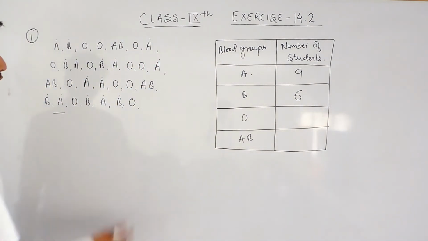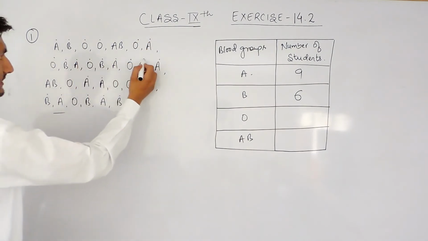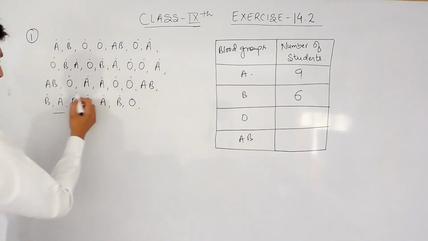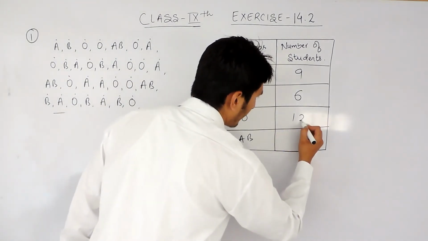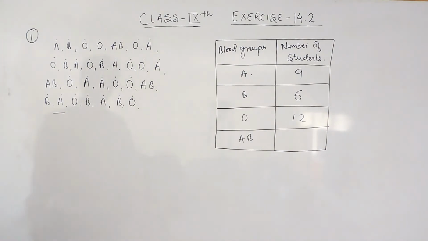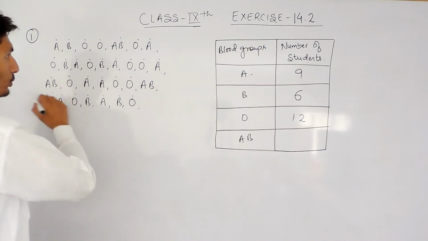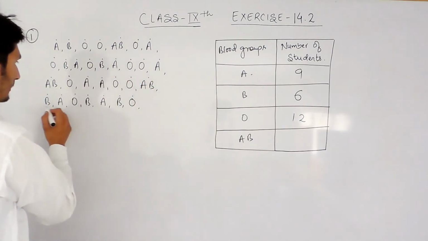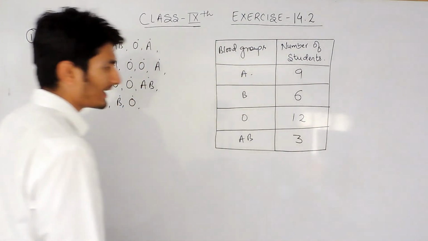Now let's come to O. So 1, 2, 3, 4, 5, 6, 7, 8, 9, 10, 11 and 12. So there are 12 students having blood group O. Now at last, let's count for AB. So 1, 2, 3, and so there are 3 students having blood group AB.